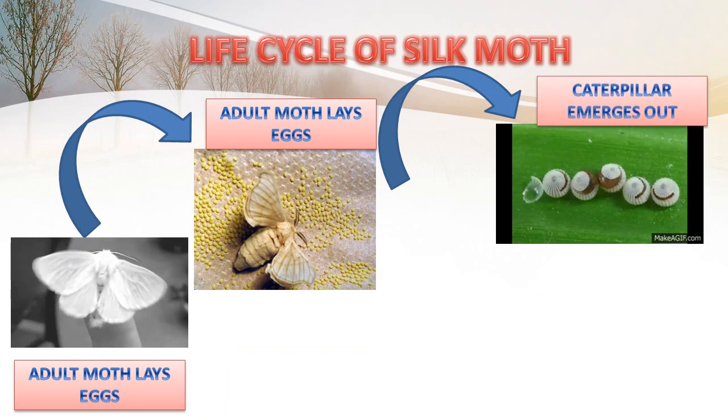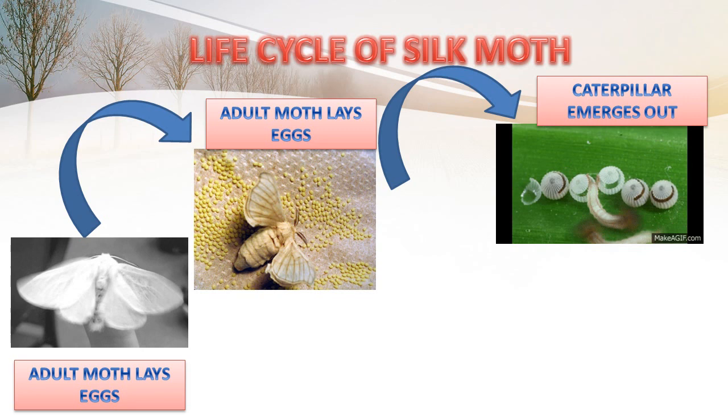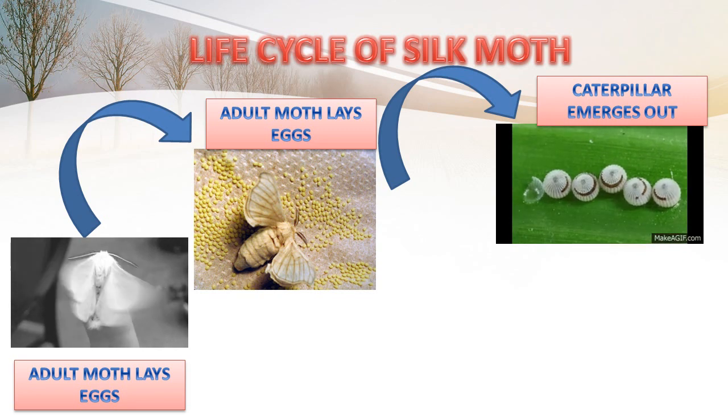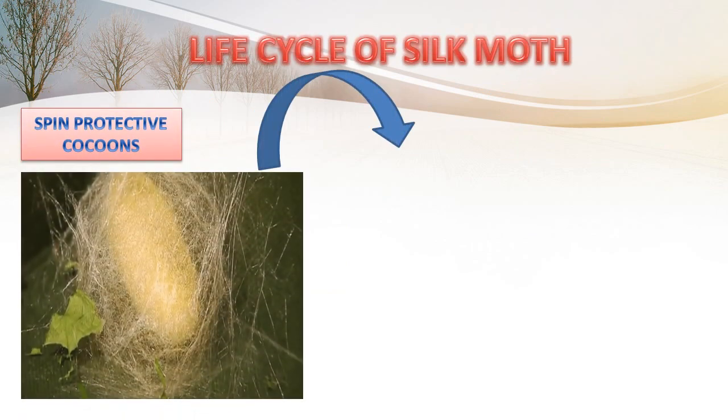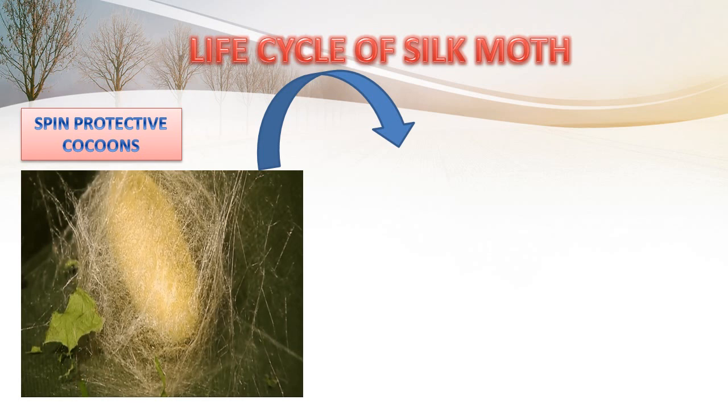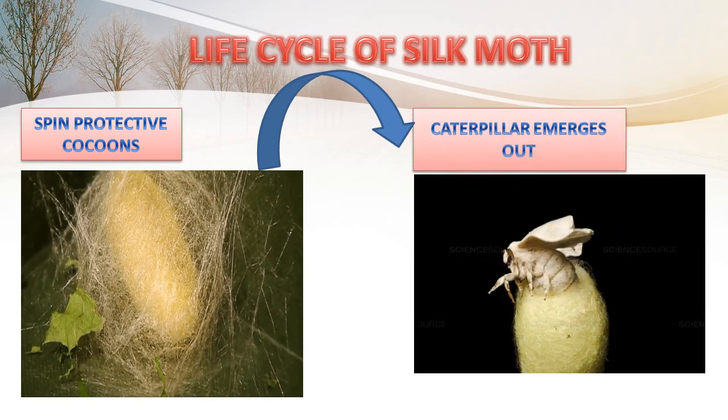The caterpillars feed on the mulberry leaves and grow bigger and bigger in size. They start to spin a protective cocoon of silk thread around themselves. These cocoons are white or golden in color. Inside the cocoon, the caterpillar changes into a pupa. After 2 or 3 weeks, the beautiful silk moth emerges from the cocoon.